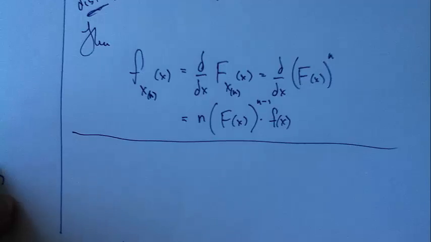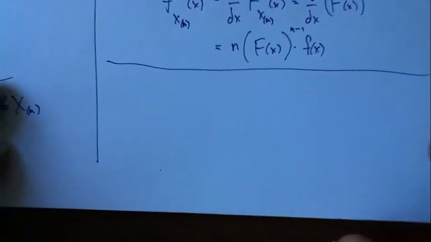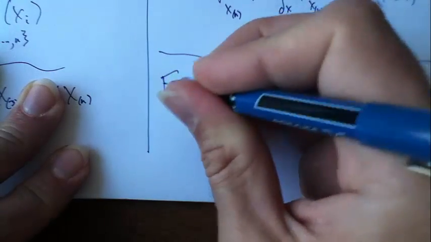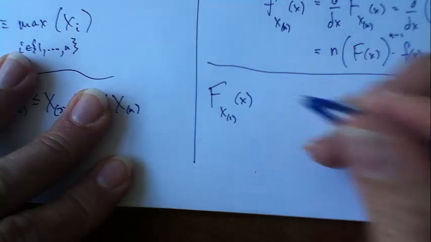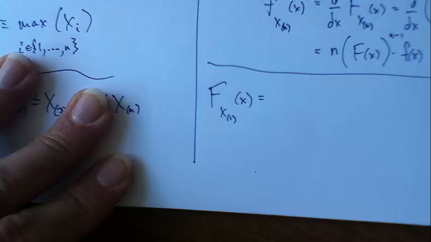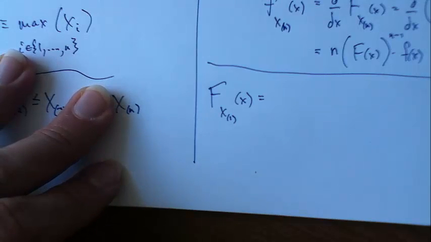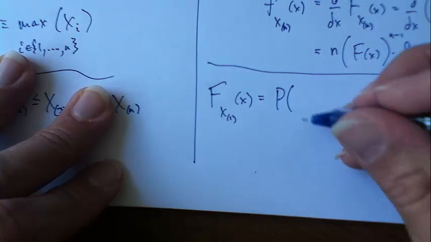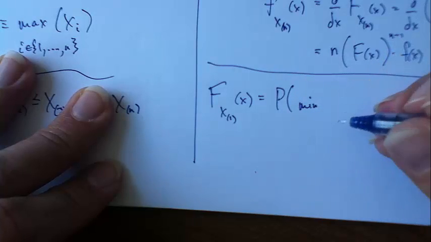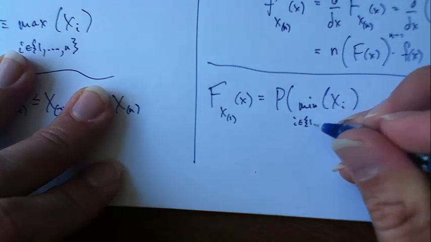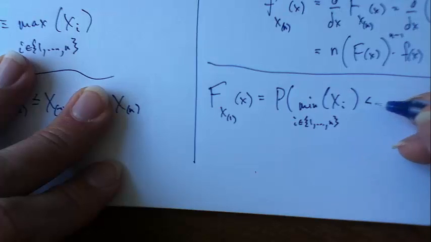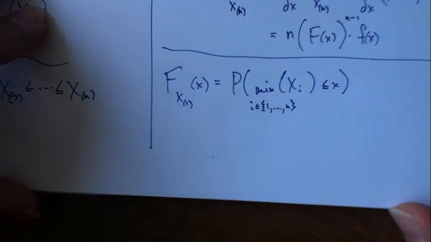What about the CDF for the minimum? Okay, so basically we want to know something about the behavior of the time that it takes the first person to cross the finish line, right? So this is the probability that the minimum of all those x sub i's, 1 to n, is less than or equal to little x, right?